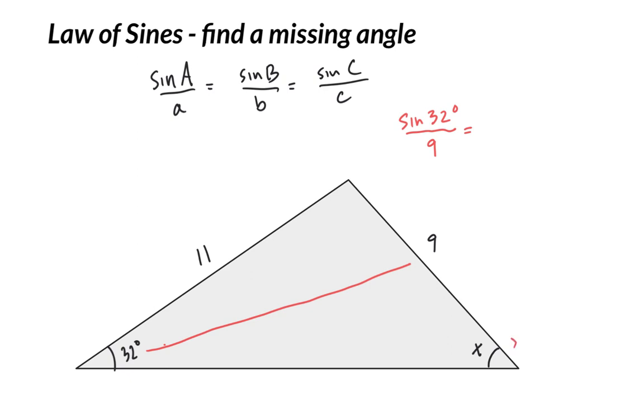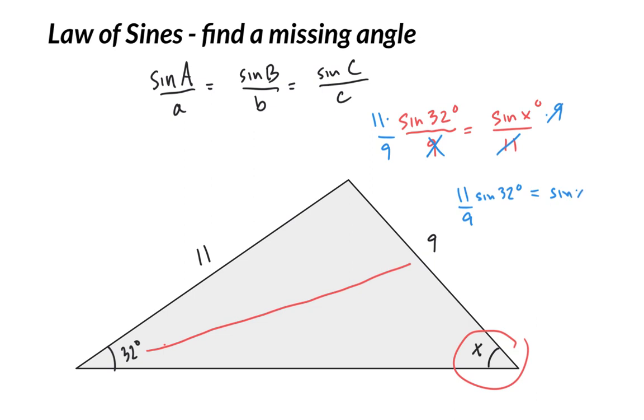So the angle we're looking for, of course, is x, so it's going to be the sine of x degrees over 11. Okay, so let's do what we did in our previous video and start by cross-multiplying to get rid of the fractions. And then, of course, I'm solving for x, so I'm going to actually divide both sides by 9. I guess I could have just multiplied the 11 over. Now, I've got 11 over 9, sine of 32 degrees, equals the sine of x degrees.